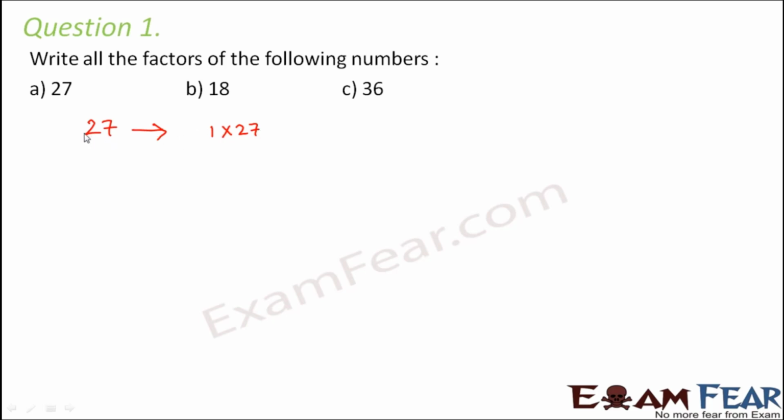What about 2? 2 will not divide 27. How about 3? Yes, 3 nines are 27. How about 4? 4 will again not divide. 5, no. 6, no. 7, no. 8, no. 9, yes. 9 into 3 is 27. As you move on like this, finally the next thing you can write is 27 into 1. So from this you see that 1, 3, 9, 27 are the factors of 27.